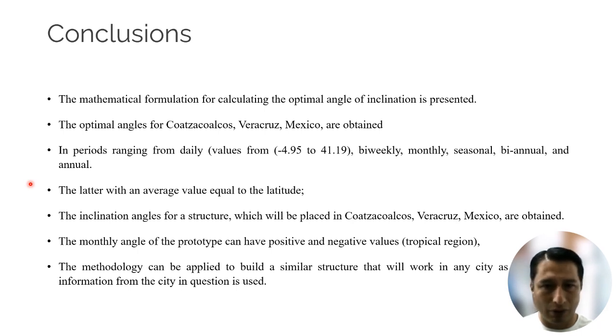according to the authors. The angle of inclination of the structure that we took into account had monthly variation, and we built the structure based on this calculation. We placed it in the city of Coatzacoalcos, and obviously we observe that these angles have positive and negative values because we are in the tropical regions. This methodology can be applied to build a similar structure that will work in any city as the information of the city in question is used.